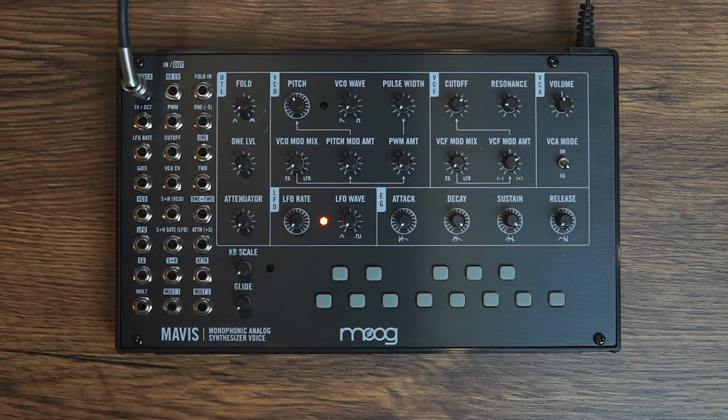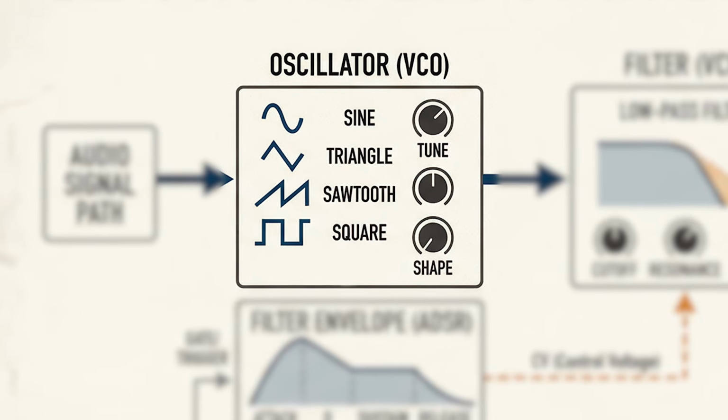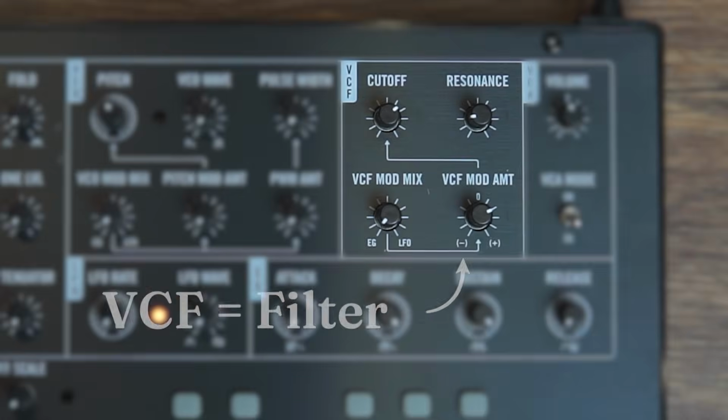On the Moog Mavis, the synth I'm using today, you can morph between a sawtooth wave that is very bright and full and a square wave that sounds more hollow. There are other waveforms too, for example sine or triangle, but square and saw wave are the ones you'll use most. Step 2 is the filter.